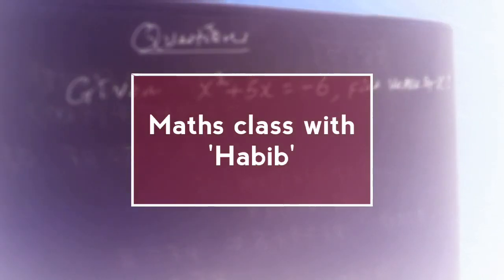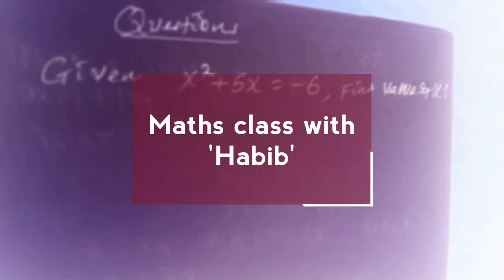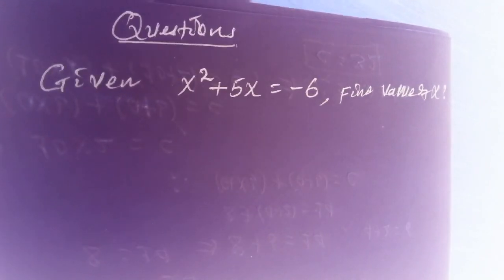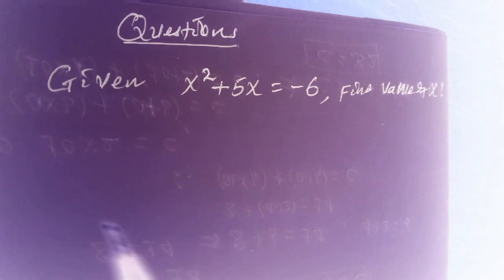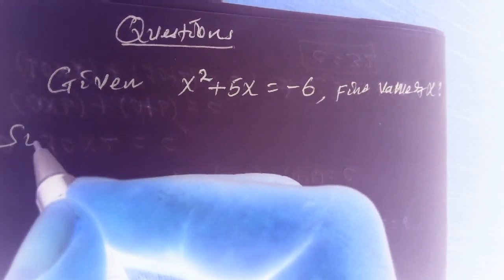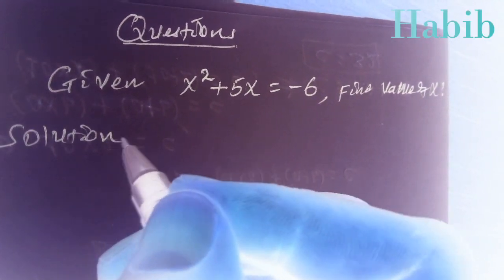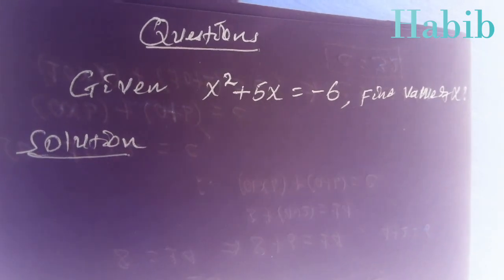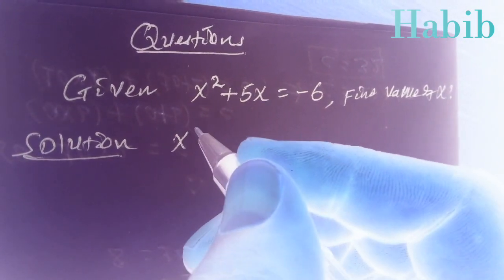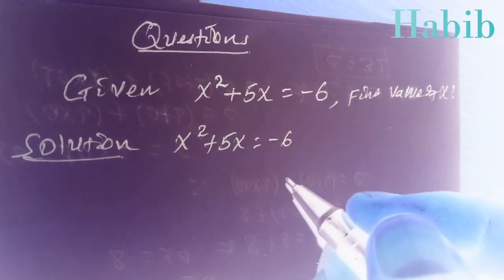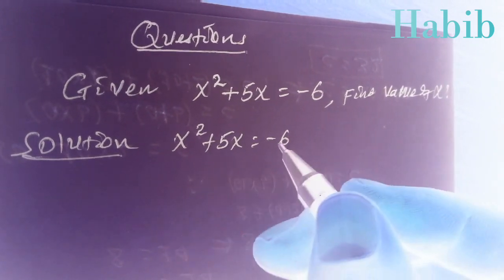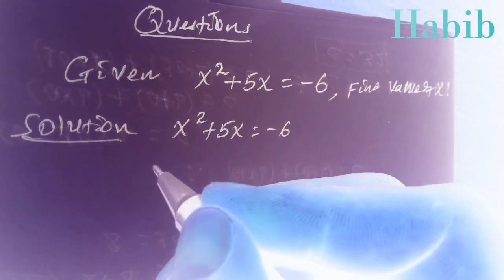Hello friends, today I am going to show you how to find the value of x of this quadratic equation. If the equation is quadratic, the degree is 2. Therefore, to find its value of x, it has its own rule. Let us see. This one is its equation.